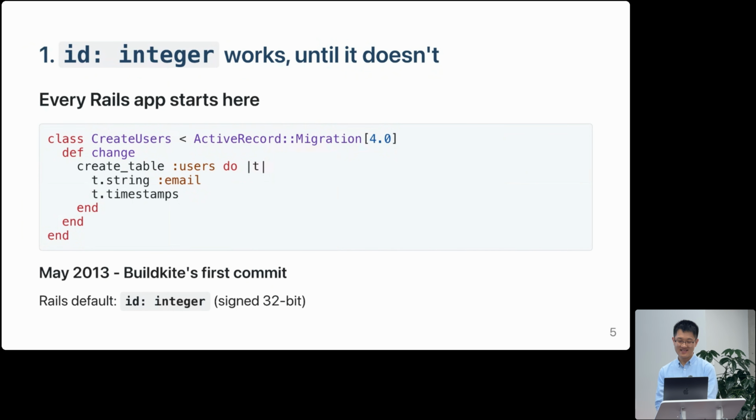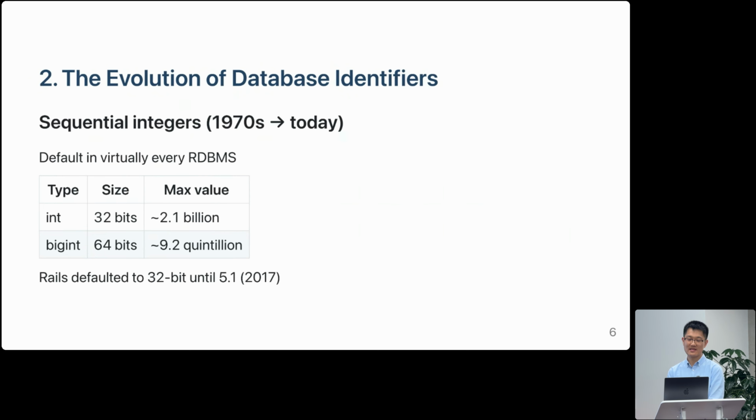So let's talk about database identifiers. Every database probably in the world defaults to using integers. You might get a regular integer, which is 32 bits, or 4 bytes. 32 divided by 8. And that gives you about 2.1 billion values.